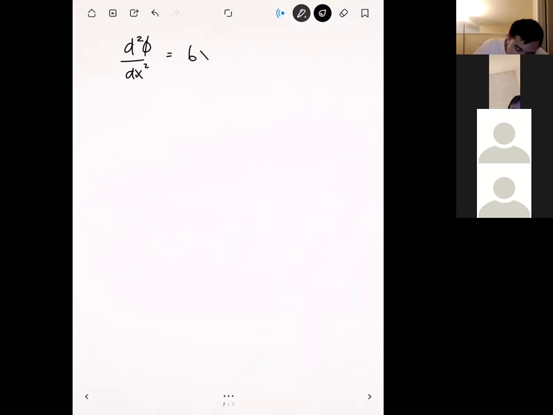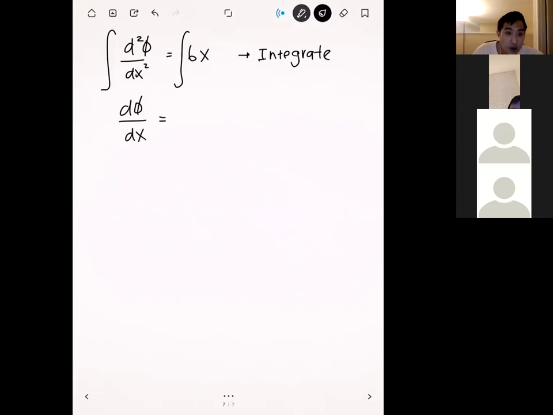And so we're lucky in this case, because it's not too complicated. So in order to solve for this, we can simply integrate. All right, and so on the left-hand side, the integral will take care of one of the derivatives, and so all we're left with is d phi dx, okay? And then when we integrate 6x, what we get is 3x squared. And since we're performing an indefinite integral, we need to add an arbitrary constant, okay?